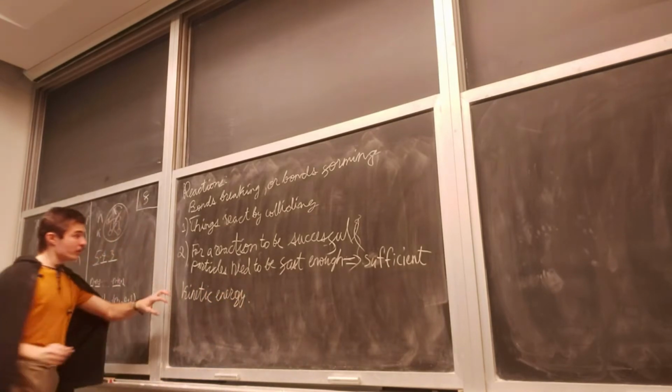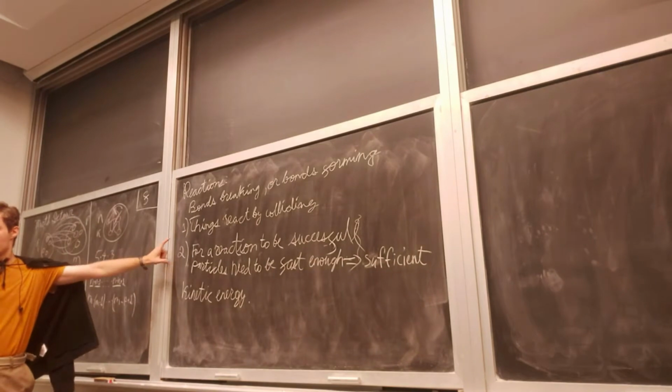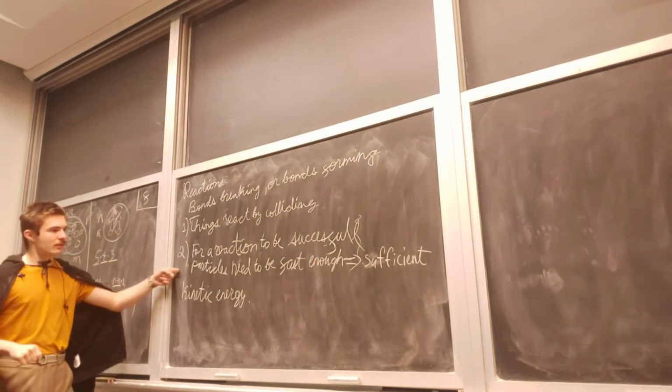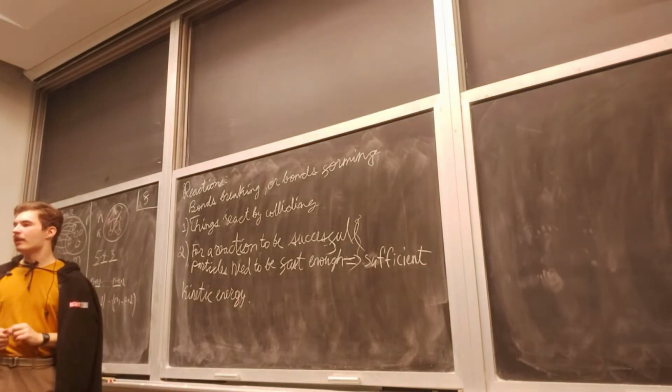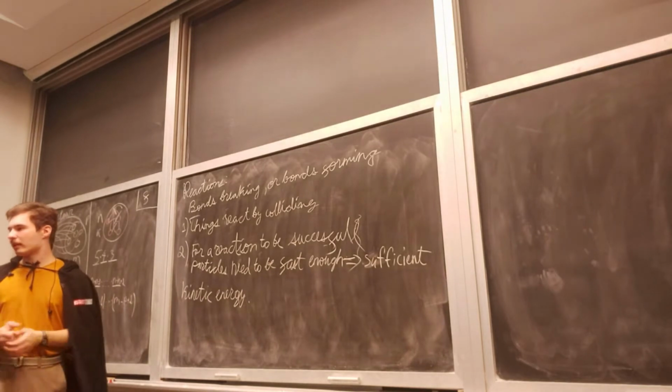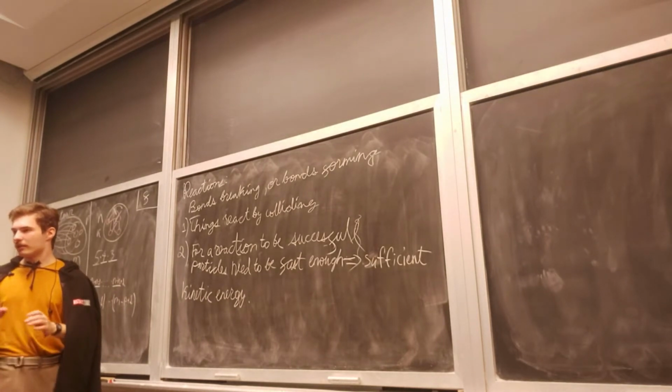Okay, so we already have two conditions. First of all, we're thinking of particles as just these things flying around, smashing into each other. Second thing, they need to fly fast enough for something to actually happen, because they can just fly into each other and bounce back and nothing happens. Does that make sense so far?